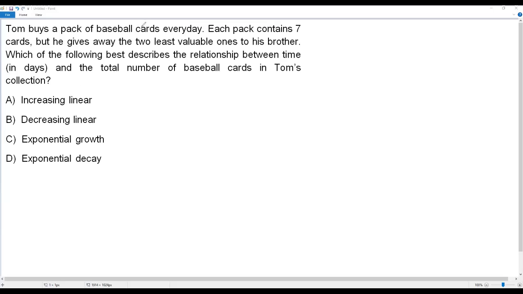So where each pack contains 7 cards. Even though he's buying 7 cards, that is 1 pack, he is giving 2 cards to his brother. So here the term least valuable doesn't matter. So he gives away the 2 cards to his brother, and he keeps the remaining cards for himself. So we have to find the relationship between the time, that is in days, and the total number of baseball cards in Tom's collection. Okay, first let me write the required stuff.